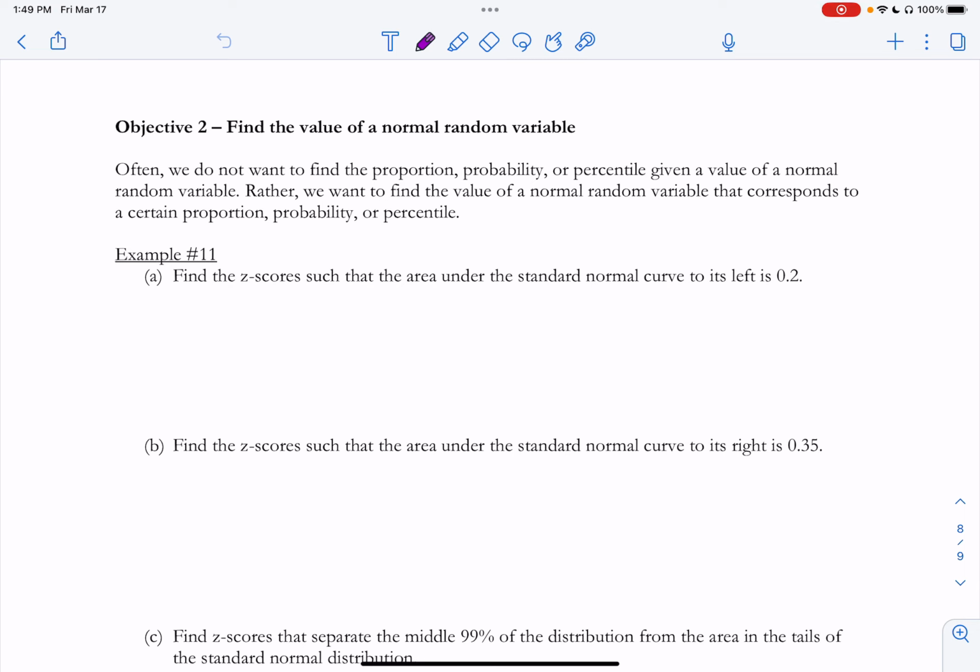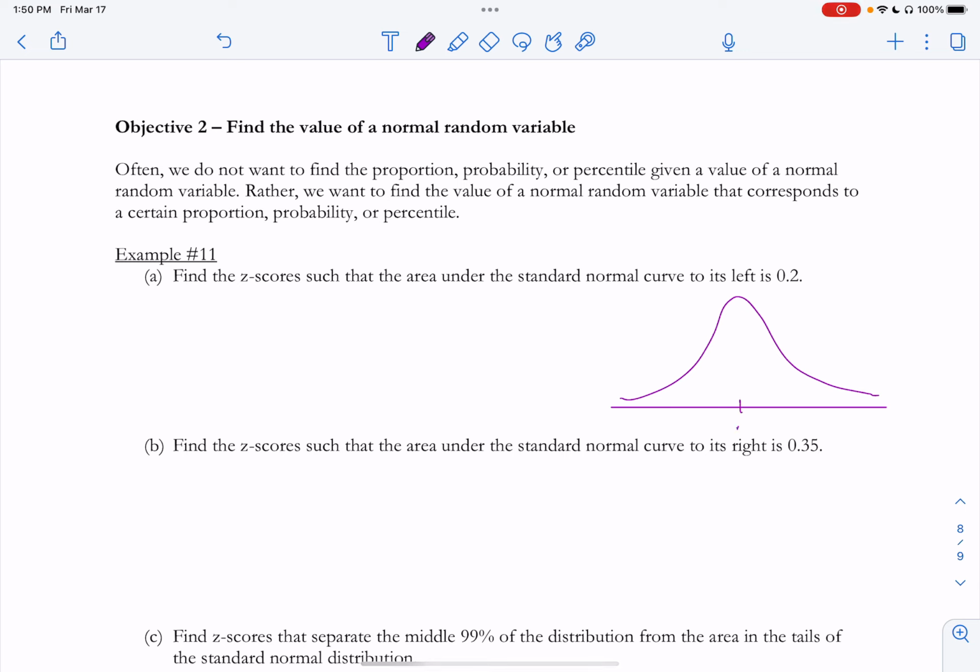So we're kind of thinking backwards. Let's say we already know the area, which is the same as the proportion or the probability, and we want to find the actual value, the z-score, or the value of the random variable. So here we want to find the z-score such that the area under the standard normal curve to its left is 0.2. So I'm going to draw my normal curve. I want the area to the left to be 0.2.